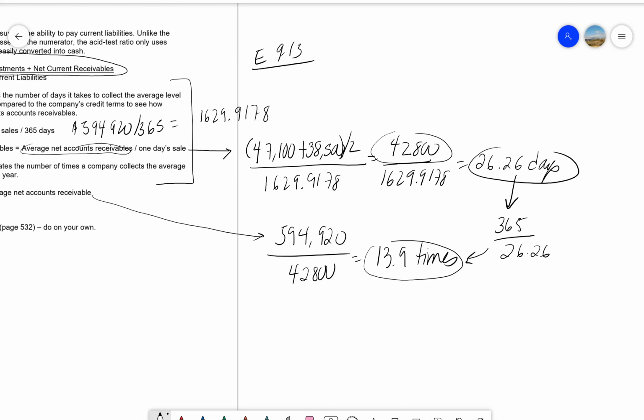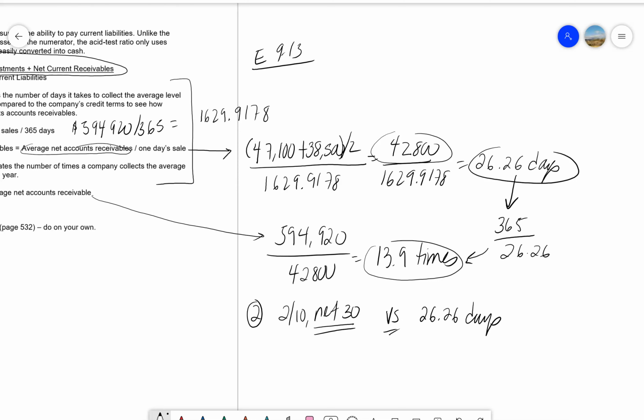Now, in order to determine whether this is good or bad, this is where we get to part 2 of 9-13. When you look at part 2 of 9-13, it says that their credit terms are 2/10, net 30. What this means is that they give their customers 30 days to pay off their balance owing. And so what we can do is compare that to the days sales in receivable of 26.26 days. And then we can assess whether this is good or bad.